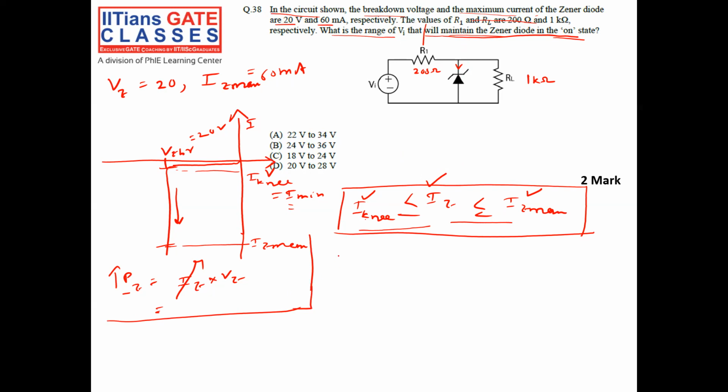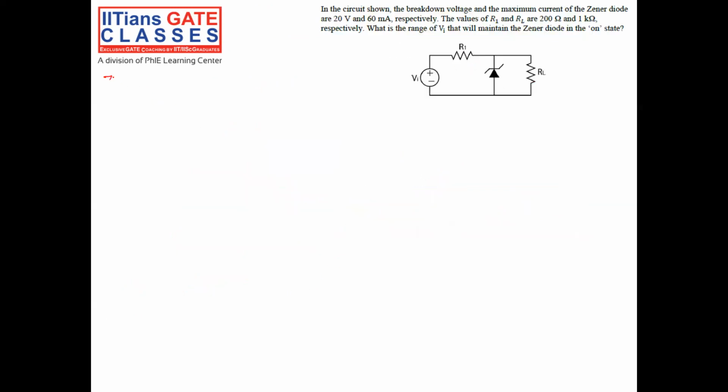First, Iz minimum should be equal to the knee current. But in this question, the knee current is not given. So what you have to assume is that it is equal to 0. Whenever the knee current is not given in the question, you can take it as 0 milliampere, or 0 ampere.